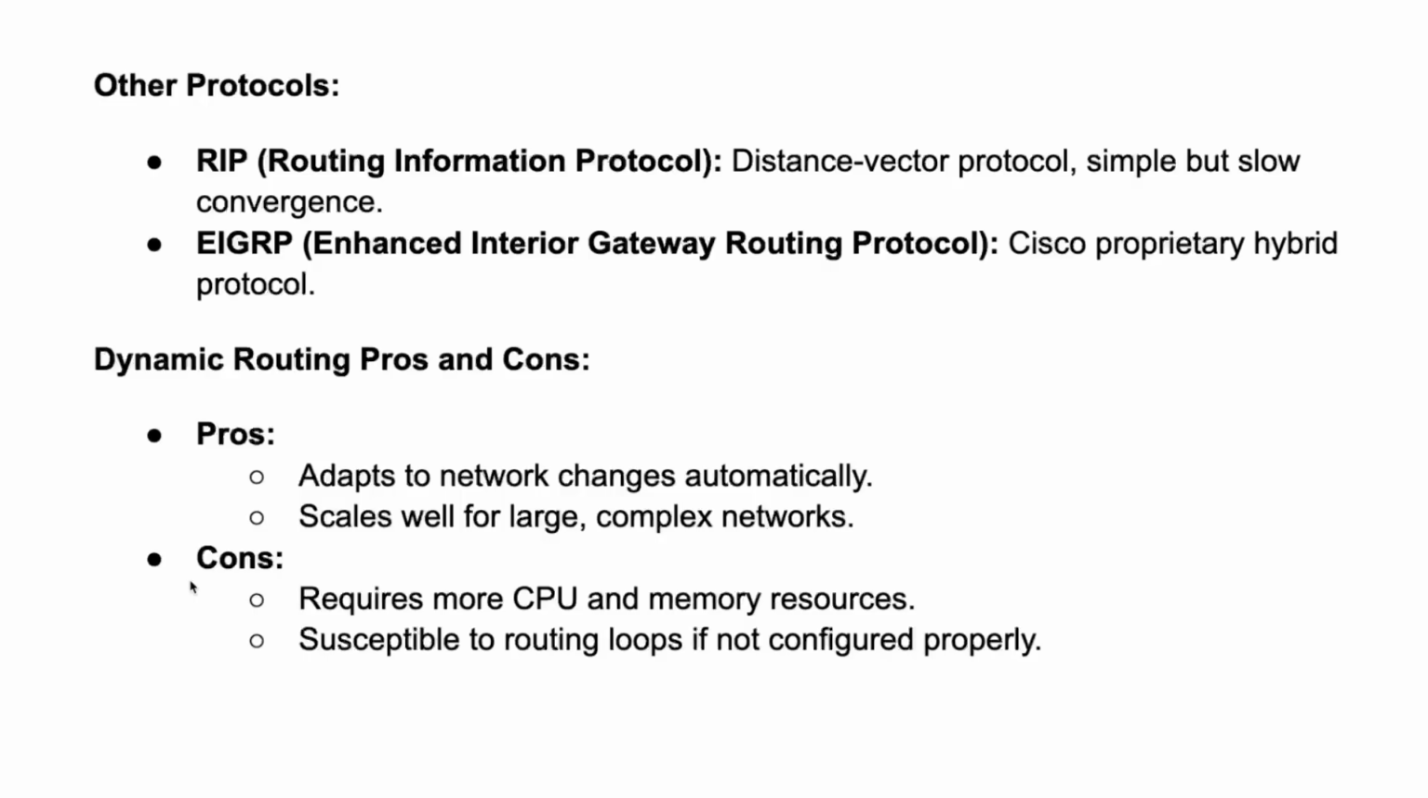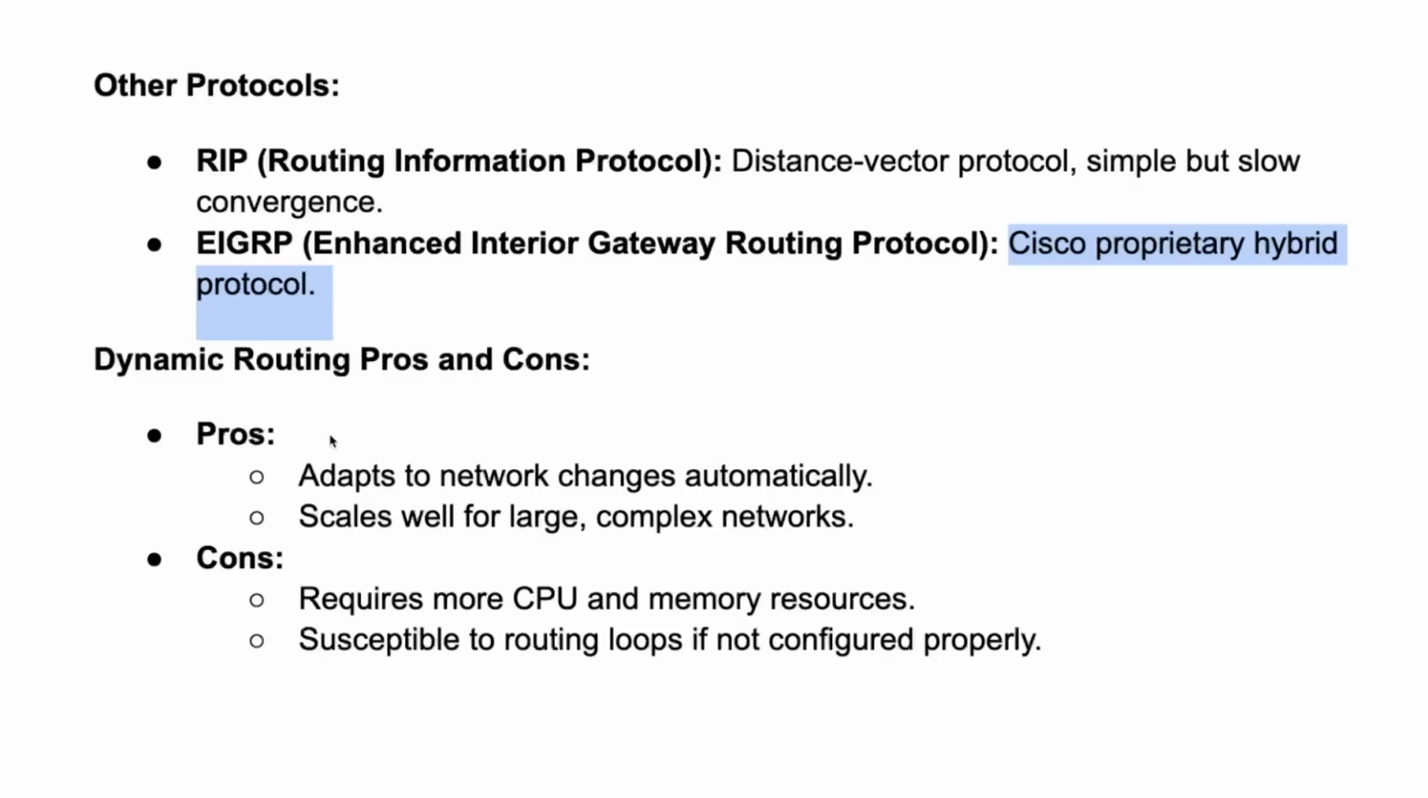We do have a couple of other dynamic protocols as well. So we have RIP, which is the Routing Information Protocol, a distance vector protocol, simple but with slow convergence. So it is distance-based, a distance vector protocol. It's simple, but it has slow convergence. And then we have EIGRP, the Enhanced Interior Gateway Routing Protocol, and it's Cisco's proprietary hybrid protocol. So these are other dynamic routing protocols that are available.